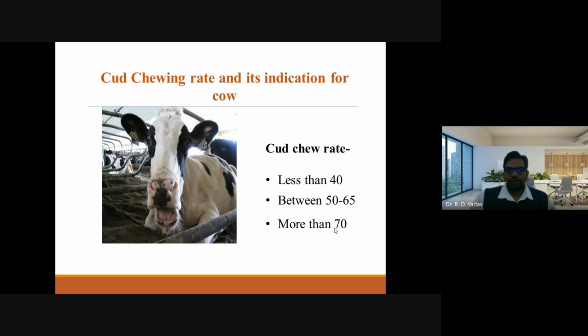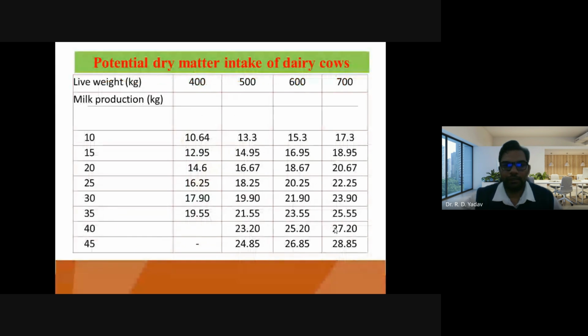So what is the curd rate? When an animal swallows the feed, how many cycles does it take to swallow the particular feed from the mouth? It is known as curd chew, and these are the standards. And I have mentioned a table for milk production and potential dry matter intake. For example, a cow producing 35 liters of milk with a body weight of 400 kg will have a dry matter requirement of 19.5 kg.